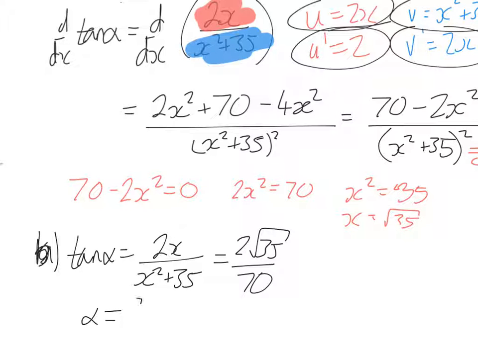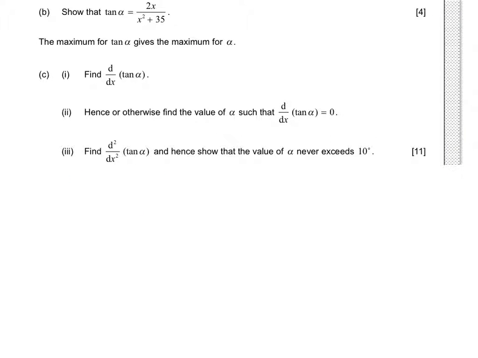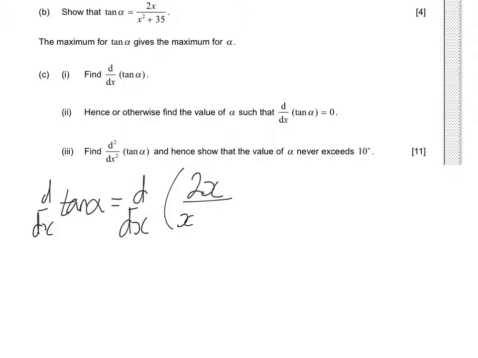And you get 9.59 degrees. So in part C, we're going to differentiate tan alpha, sorry, which just means differentiating 2x over x squared plus 35 using the quotient rule.